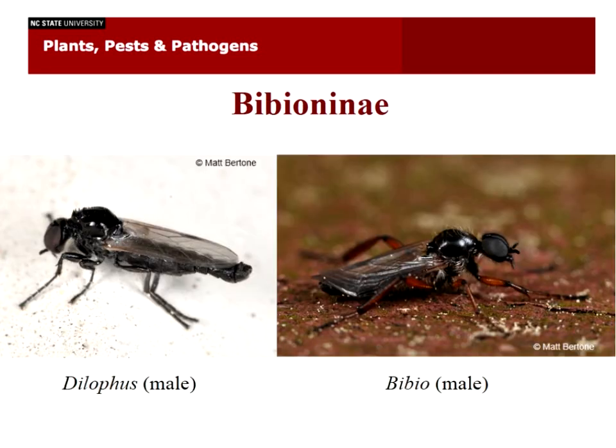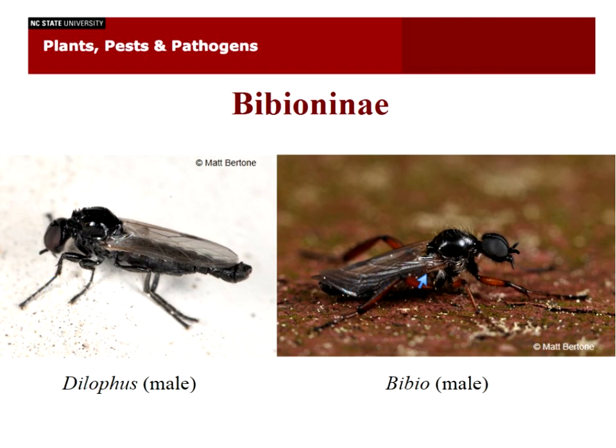Okay, so most of the ones you're going to be seeing out are the Bibio on the right, or Dilophus, some of them on the left. These are the typical Bibionines. These are the ones that are going to come out in the early spring to early summer. Basically, the main difference between these two groups is that Bibio has these large spurs on the front legs. It's a very large spur, and the females especially use those to dig into the soil to lay their eggs, which I'll talk about in a minute. Dilophus, on the other hand, has these long rakes. They're just a lot of spines around the end of the tibia.